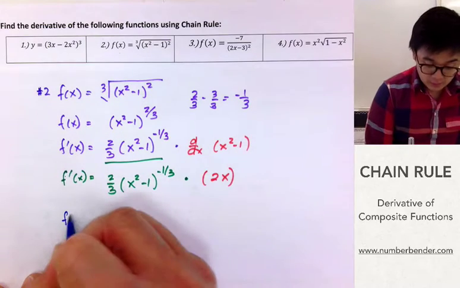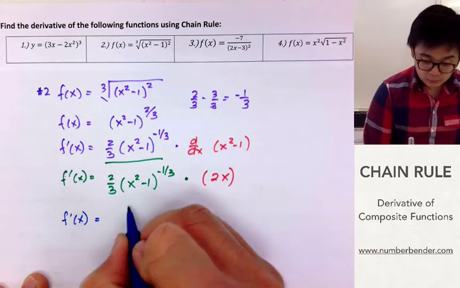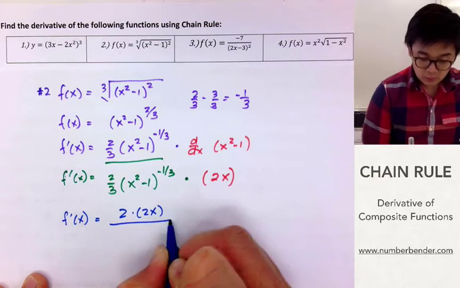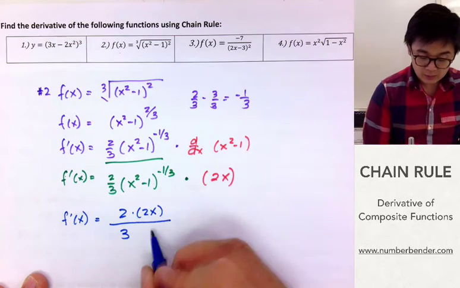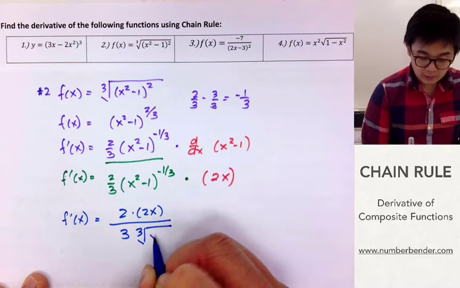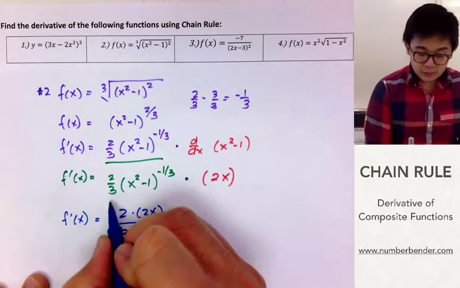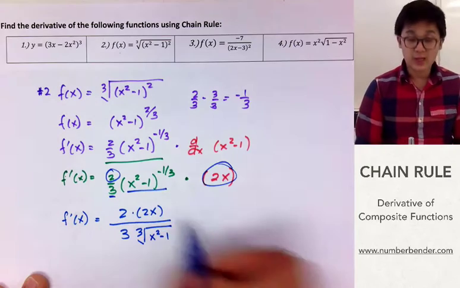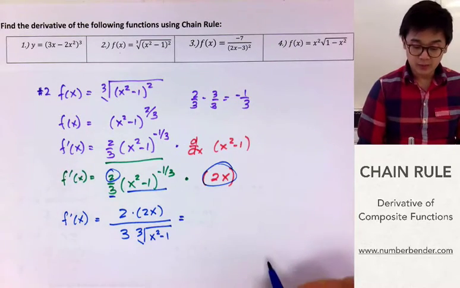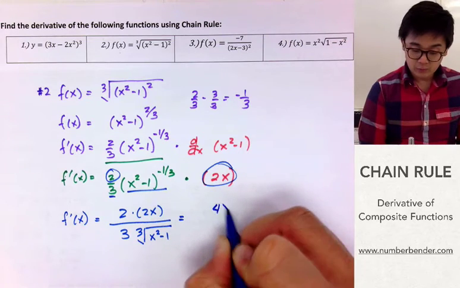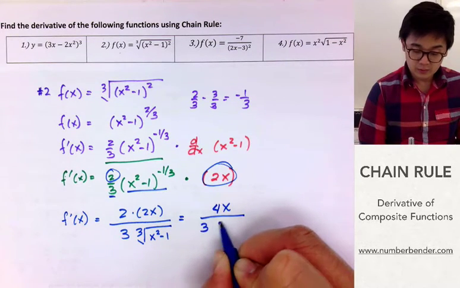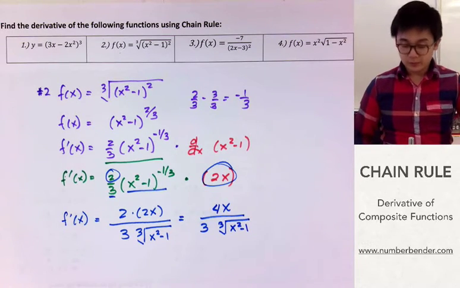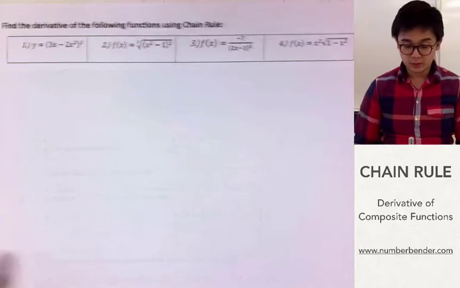So we can have f prime of x equal to 2 times 2x all over 3 times the third root of x squared minus 1. So this 3 term right here will be the denominator, and 2x will be in our numerator. And we can further simplify this into 4x all over 3 times the third root of x squared minus 1. So that's problem number 2. Let's go ahead and answer problem number 3.